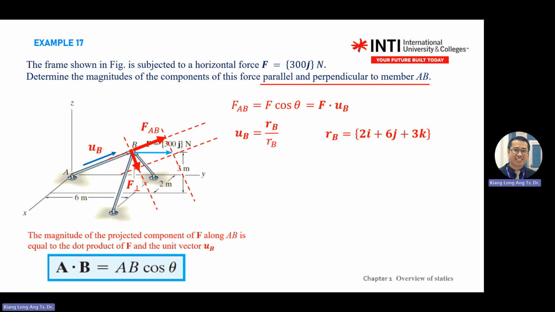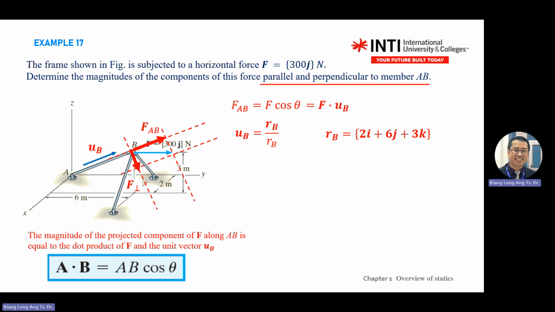How to get R in IJK is basically like playing chess. You tell what is the direction of this one. From A to B, you walk: this is the X direction, 2 meters, so you walk 2I. How to reach B? The 6 meters you need to walk, then Z, which is 3 meters. So you get 2I plus 6J plus 3K.